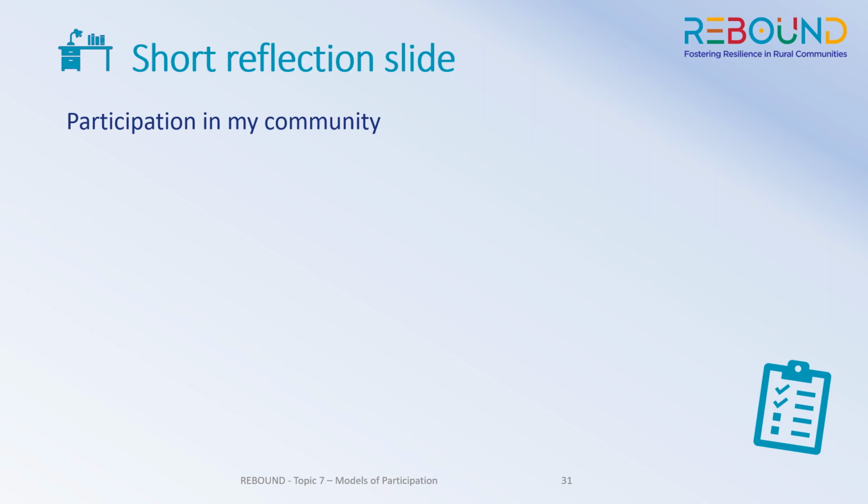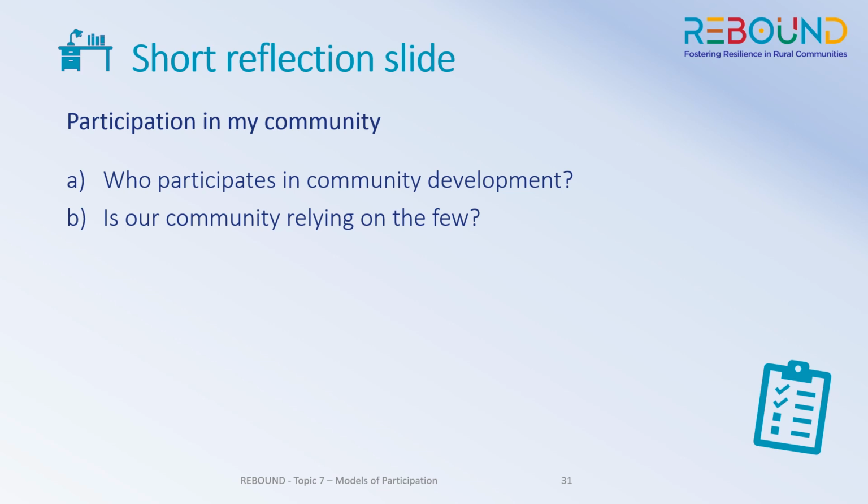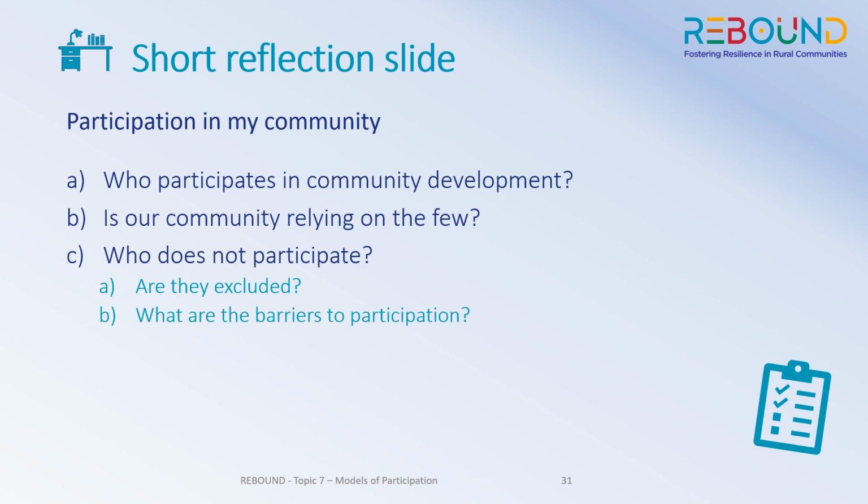So now we've talked about governance, we've talked about participation. You can see how they're interwoven. So next set of reflections, participation in your community. Who participates in community development? I think you've guessed the next question. Is our community relying on the few? Who does not participate? These are challenging questions for any community, but they're worth teasing out, worth thinking about. The people who do not participate, are they excluded or have they chosen not to participate? What are the barriers to participation? And these are the things now we need to look at in our tutorial.